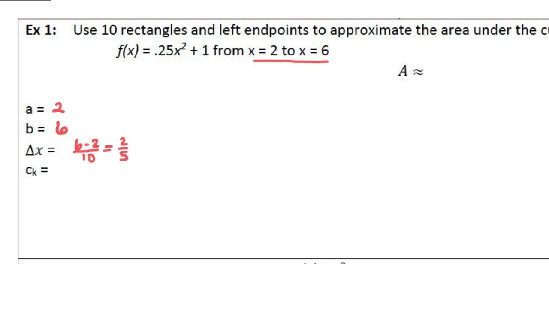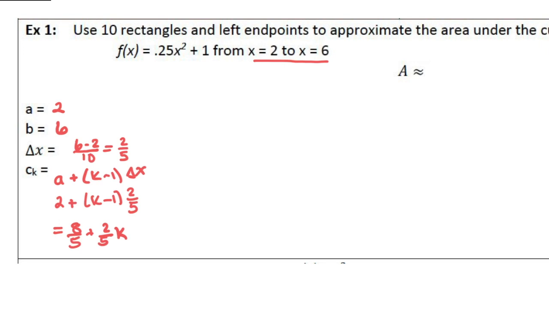Your c sub k, remember, was a plus k minus 1 times your delta x. Fill in the information you know. This is 2 plus k minus 1 times 2 over 5. A little bit annoying, so we're going to simplify it. And when you simplify your c sub k, you get 8 over 5 plus 2 over 5 k.